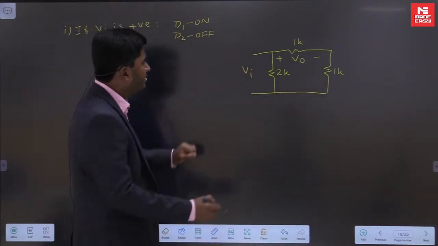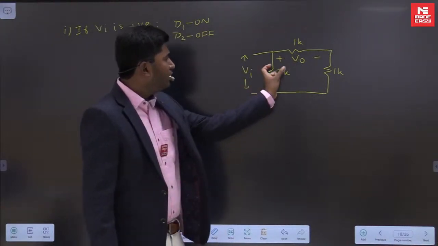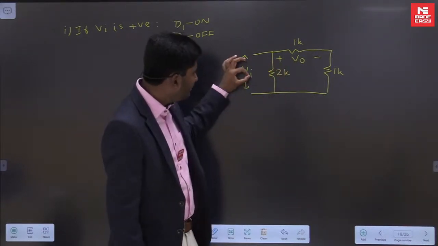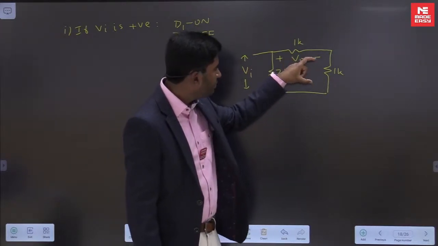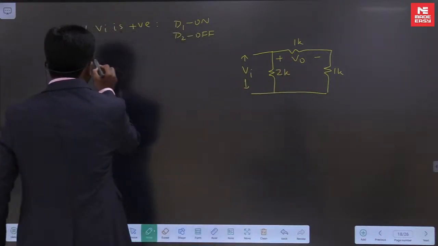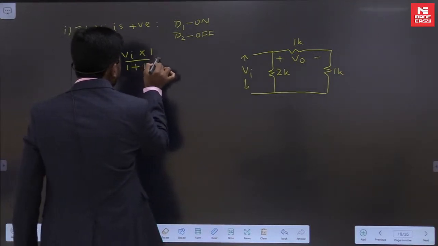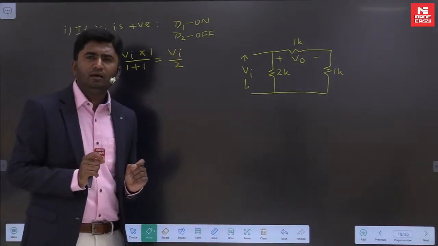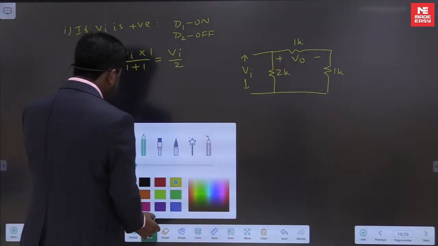That input Vi is present here, and you can easily tell V0 with the help of voltage divider. V0 will be Vi by 2. This Vi will divide between 1K and 1K. So if you write V0, it will be Vi into 1 by 1 plus 1, that is Vi by 2. So in the positive cycle, V0 is Vi by 2. Then let us consider the negative cycle.